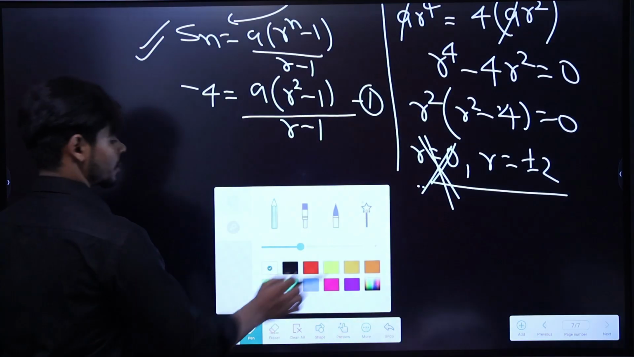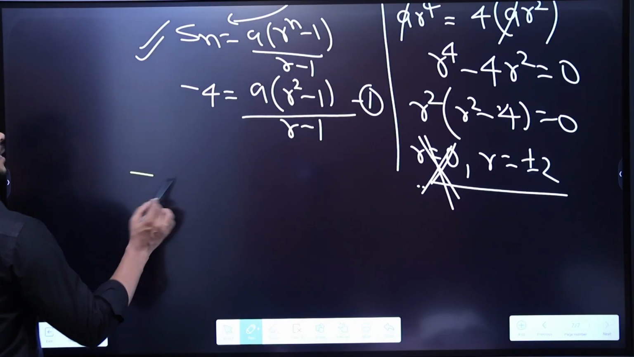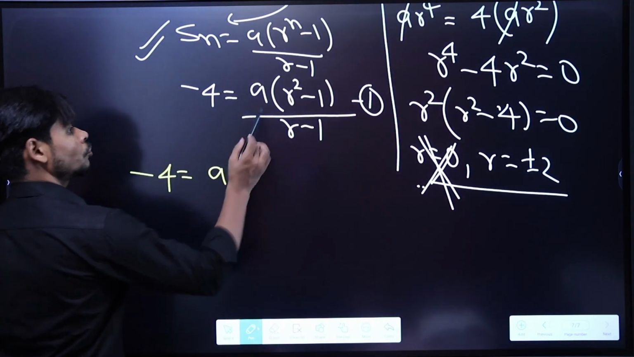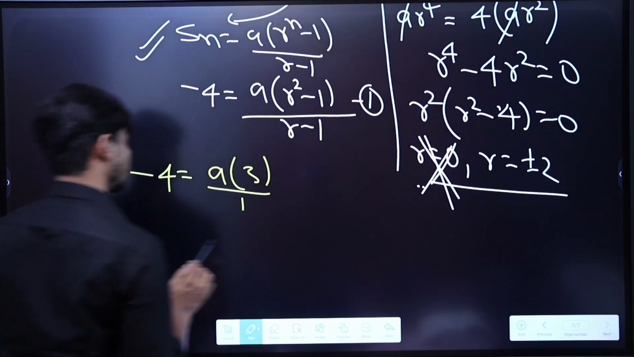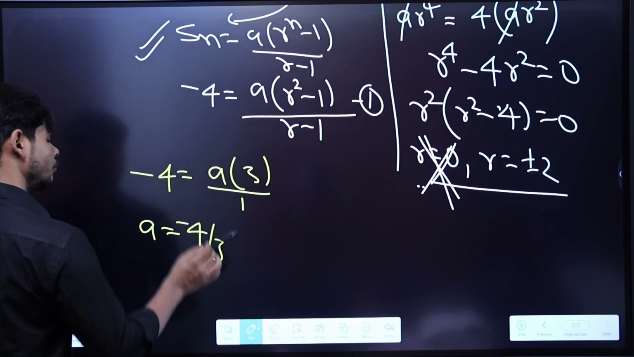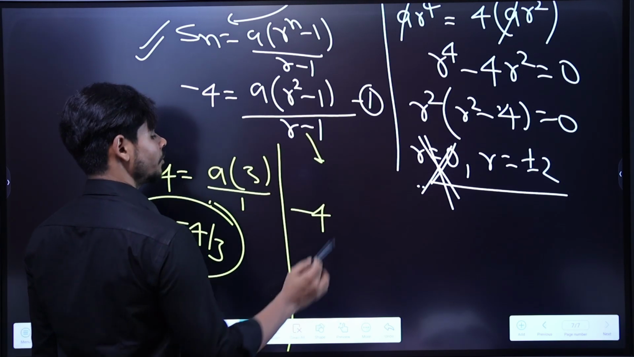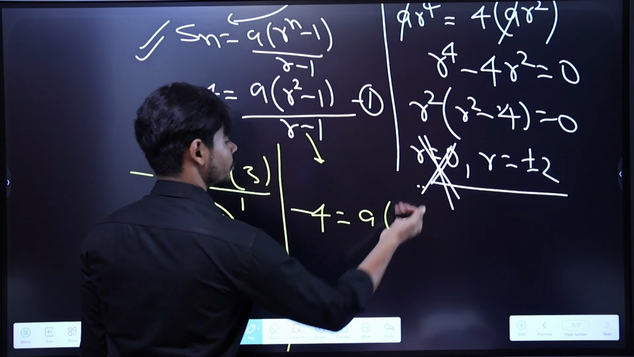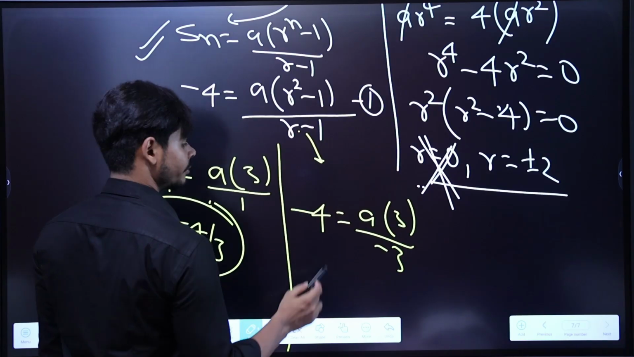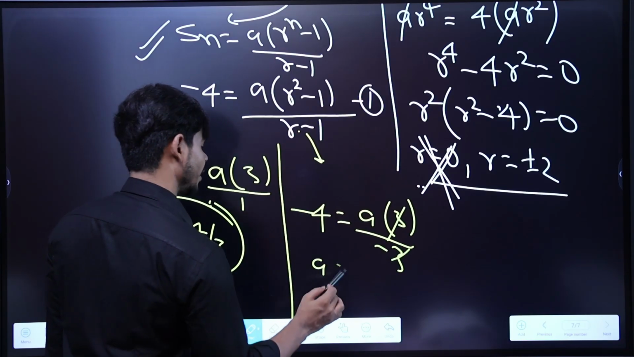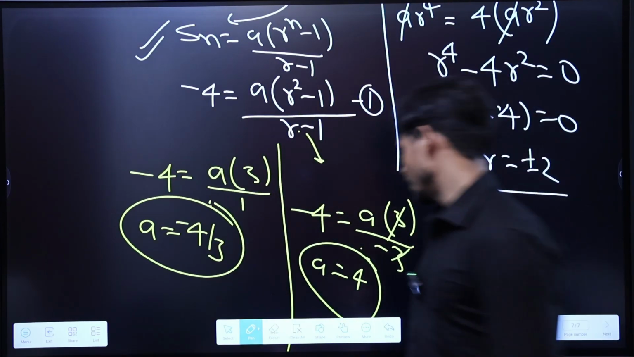If we know r as plus minus 2, we can substitute over here. First take basically 2. So it will be -4 is equal to a into 2 squared, which is 4, minus 1 it is 3, divided by 2 minus 1 it is 1. So a will be -4 by 3, okay. Next, if I take -2, it will become -4 equals a times 4 minus 1 which is again 3, divided by -2 minus 1 which is -3. Then negative will cancel out, 3 will get cancelled out, and a will be 4. So here you will get basically two GP, right?